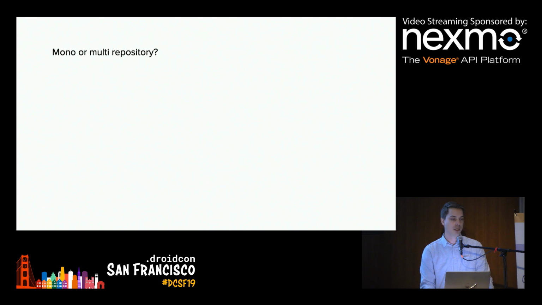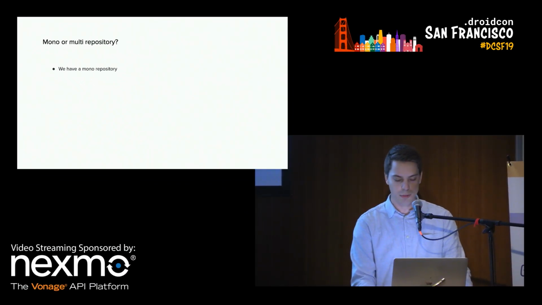There are several advantages of having multiple repositories or using a mono repository. We at Square, for the Android code base, have a mono repository. And I'm really happy about this. The only exception is Cash App. That's a different product, but otherwise in the register code base, everything is in one single repository.